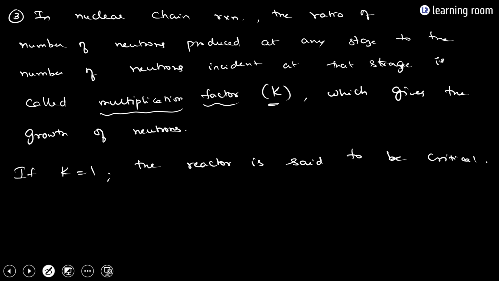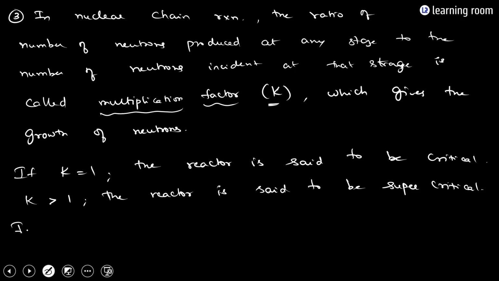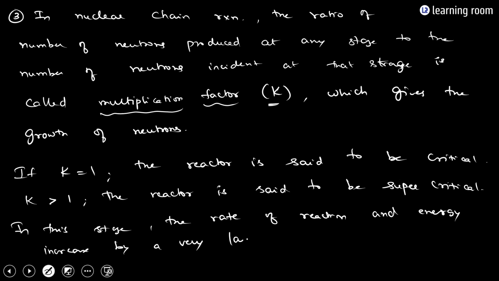I'm telling you why this is used. If K is equal to 1, the reactor is said to be critical. If K is greater than 1, the reactor is said to be supercritical. In this stage, the rate of reaction and energy increase by a very large factor, and explosion takes place.